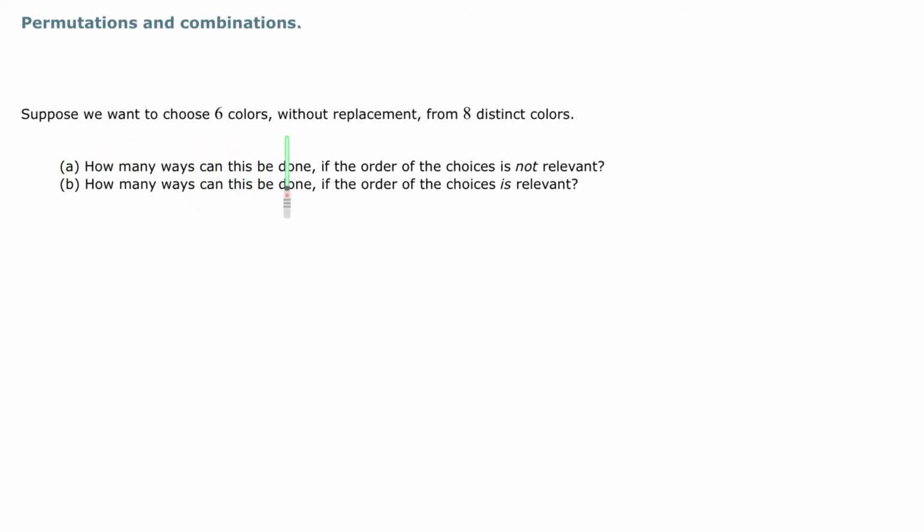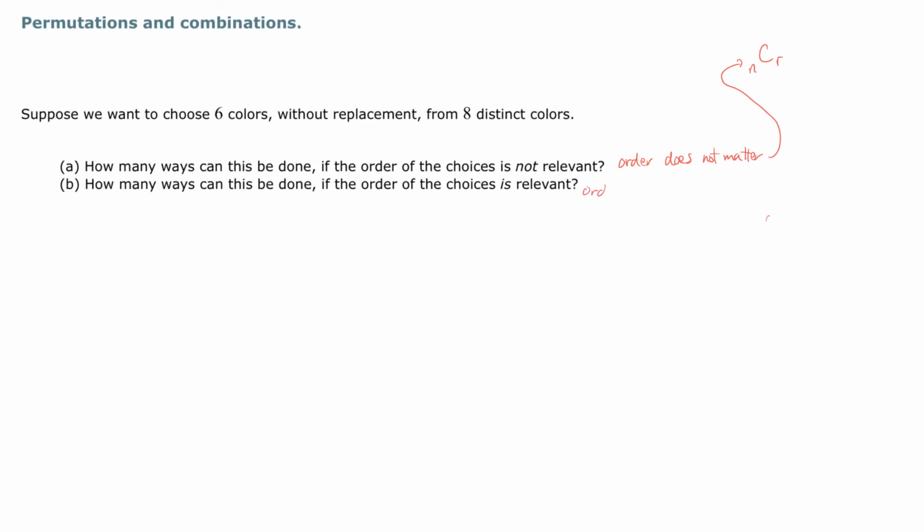Suppose we want to choose 6 colors without replacement from 8 distinct colors. How many ways can this be done if the order of the choices is not relevant? If it says that, that means order does not matter. And that means we're really counting something called a combination. In fact, we're going to use n choose r. So out of n items, you take r of those items, and we'll make a combination out of it.